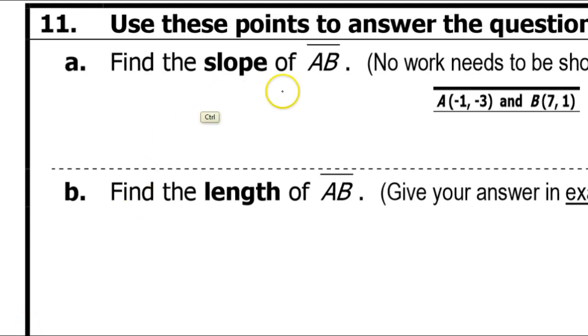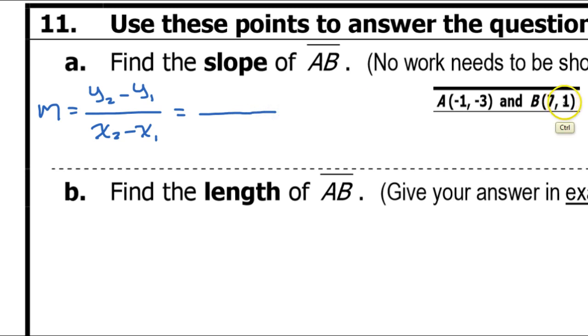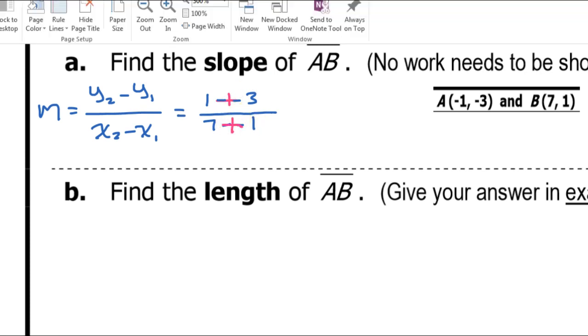So first let's find the slope. We know that the slope is y2 minus y1 over x2 minus x1. Okay, so y minus y, so that's going to be 1 minus negative 3 over x minus x, so that's 7 minus negative 1. And we've learned that when you have minus and negative, it is really addition. So that's what we will do.